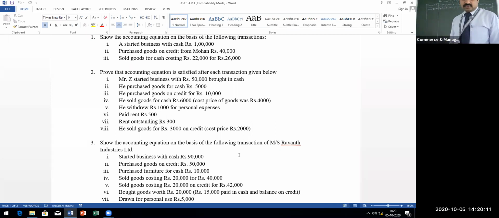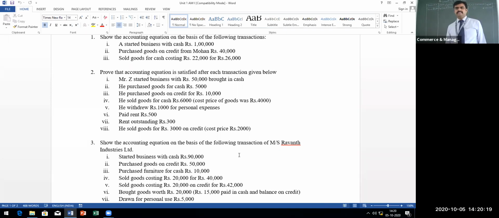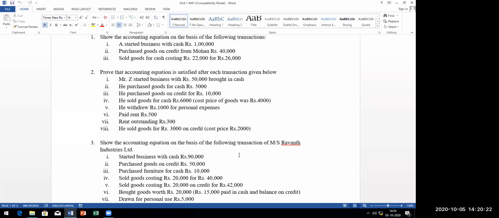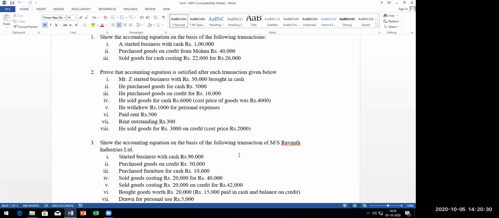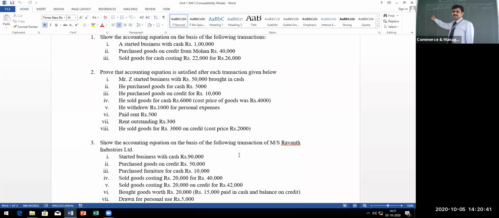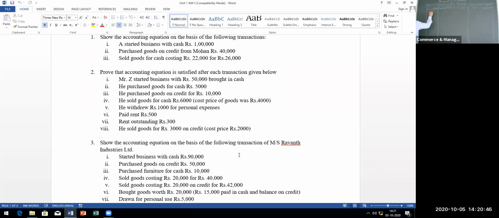Third transaction: we purchase goods on credit for rupees 10,000. Right? You know how to write now. He is purchasing goods on credit. Is he paying any cash? No, cash is not going out. So what transaction will you write in the transaction column? Credit purchase.